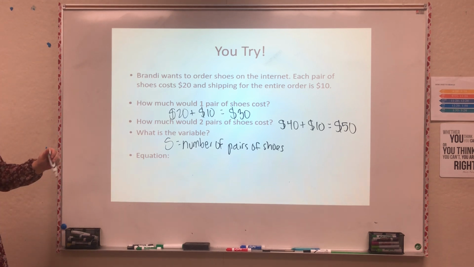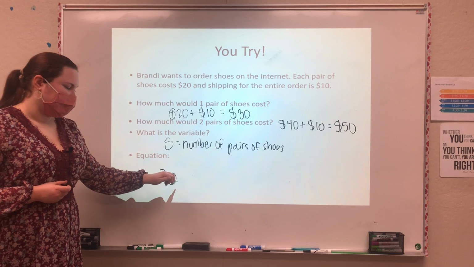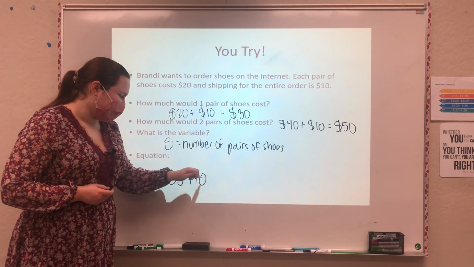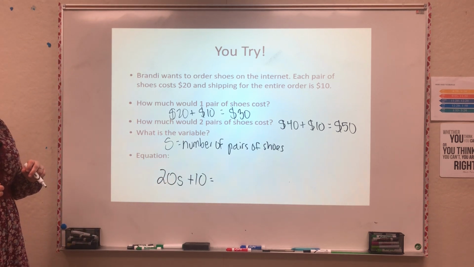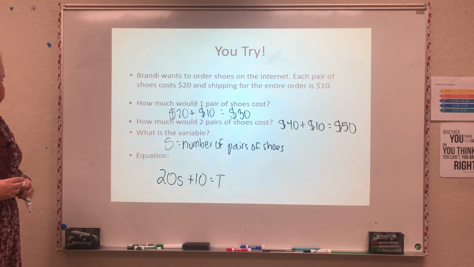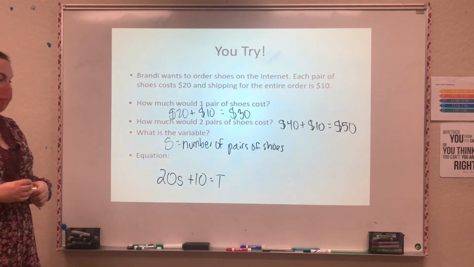So when we get down to this equation, 20 times S, with the S beside the 20. 20 times S plus 10 equals 90. Equals T. Oh, no. Equals T. Yeah, I was going to say you're not wrong yet, but we don't know how many shoes yet, and that's going to affect our total.